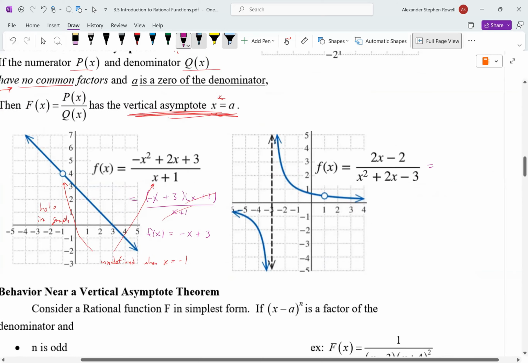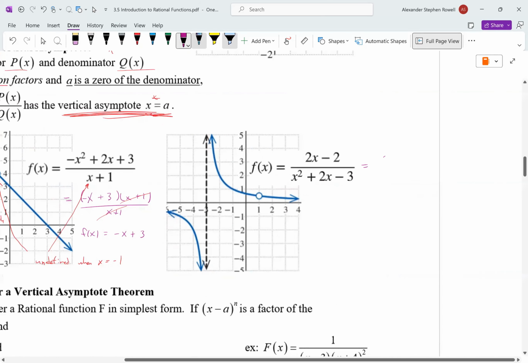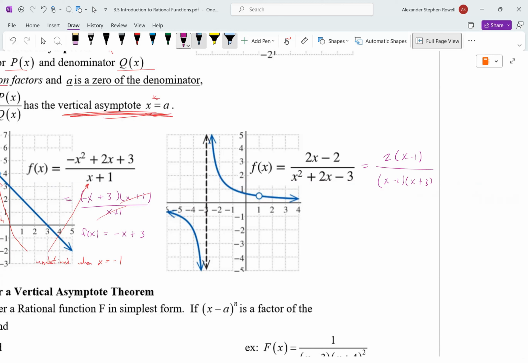The next one, we factor the top and bottom, 2 times x minus 1 on the top. On the bottom, x minus 1 times x plus 3. These cancel, and I get f of x is equal to 2 over x plus 3, but I need to make sure x cannot be 1 because it's undefined there, meaning there's a hole in the graph.